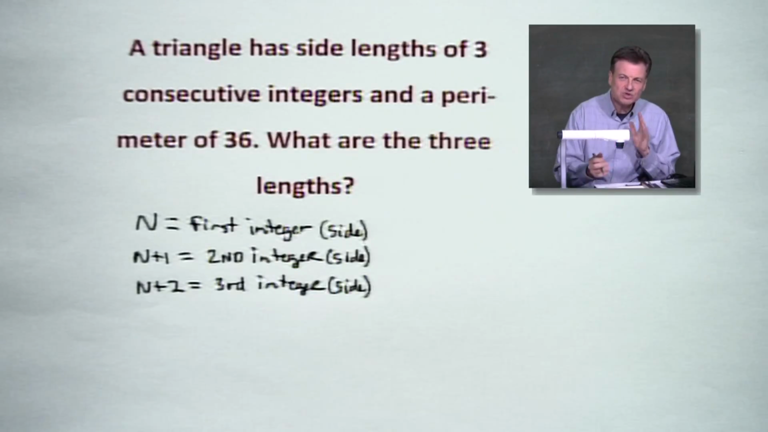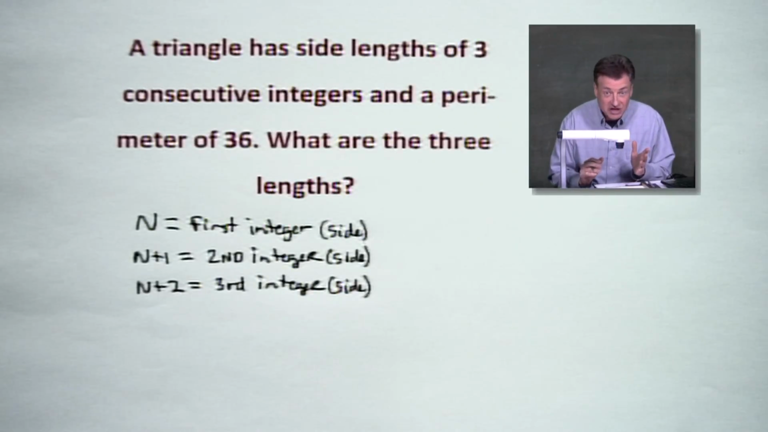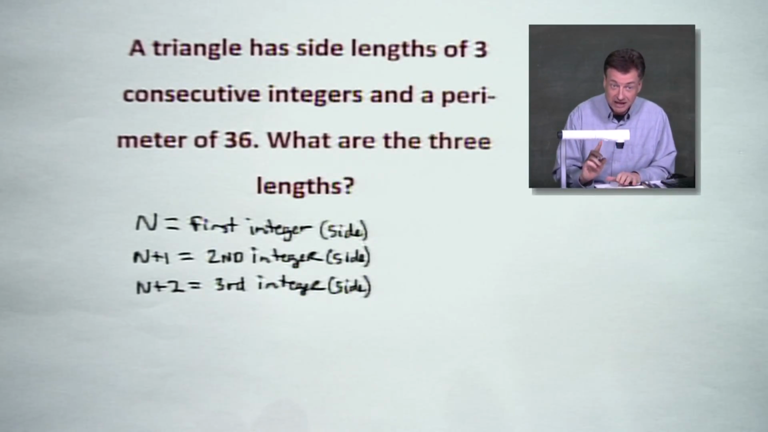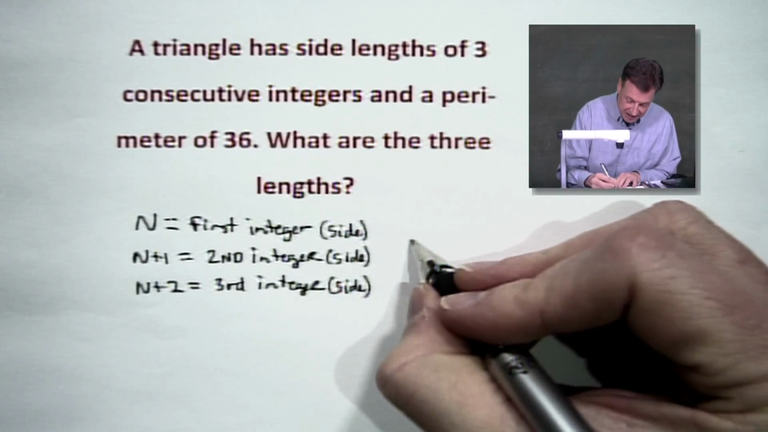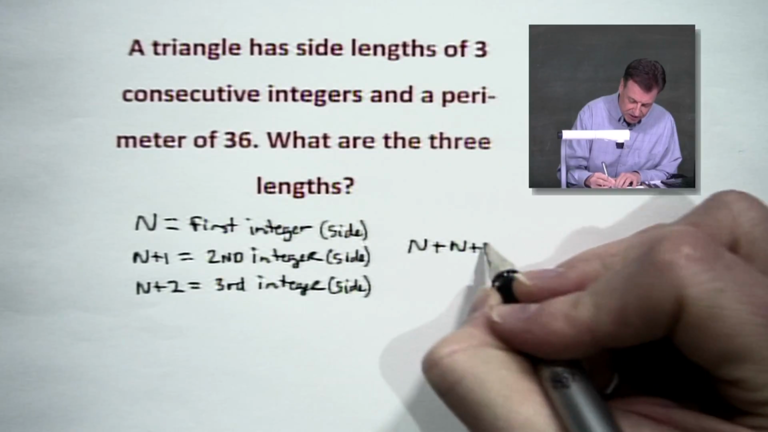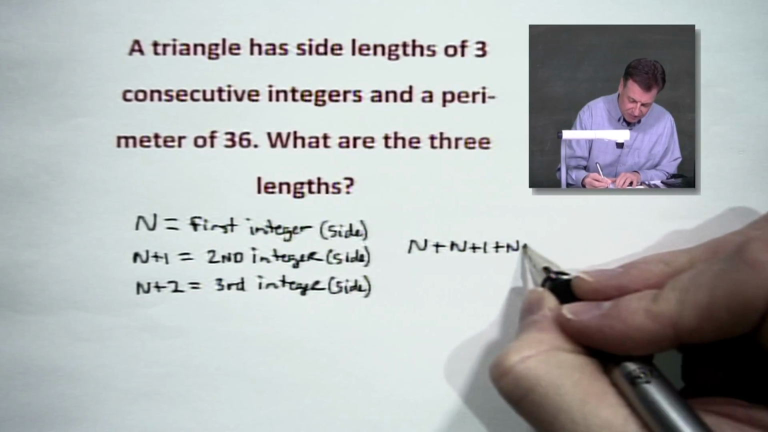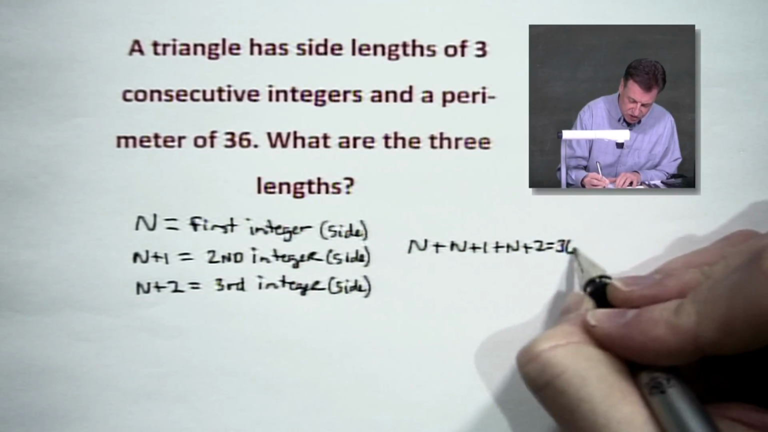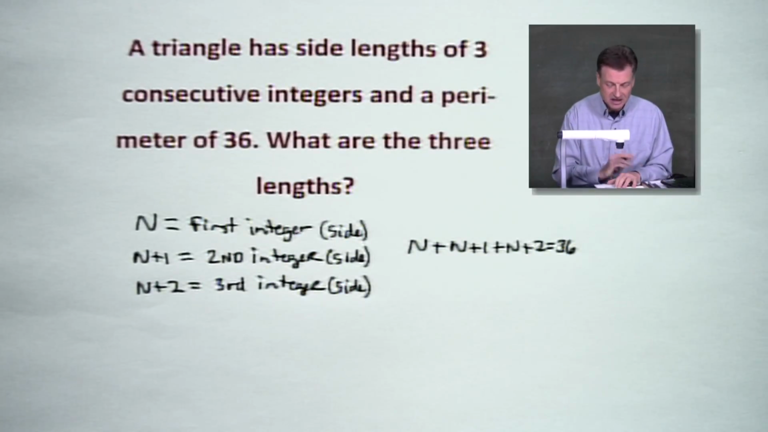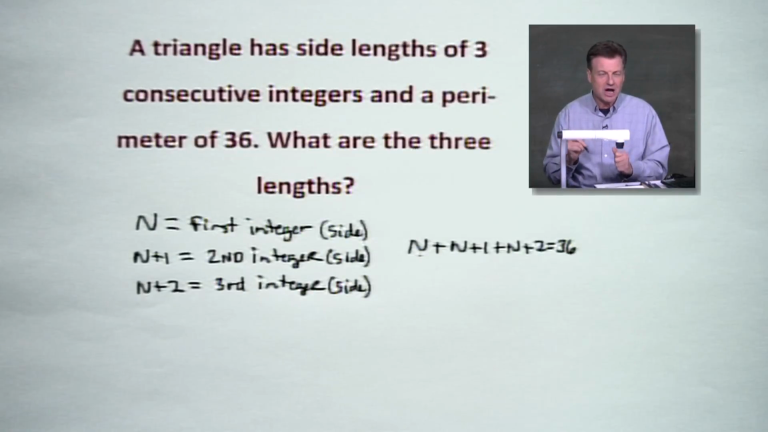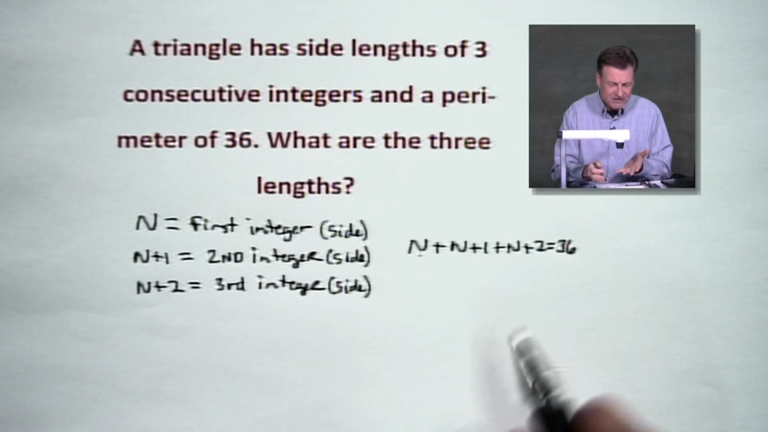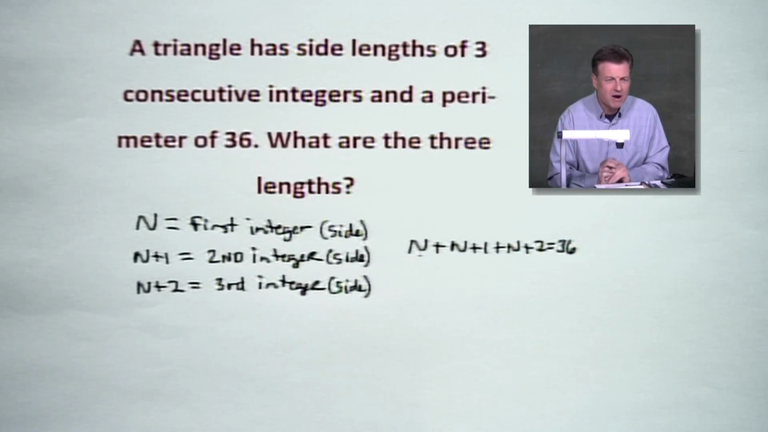So let's add these 3 pieces together and see where we're going to go with it. It's got to come out even, right? Let's see what happens. We're going to take n plus n plus 1 plus n plus 2, and we're going to say that equals 36. So first plus second plus third, we've got a perimeter of 36 units. This might be feet, might be inches. It really doesn't say in the problem, so we'll just go with units.